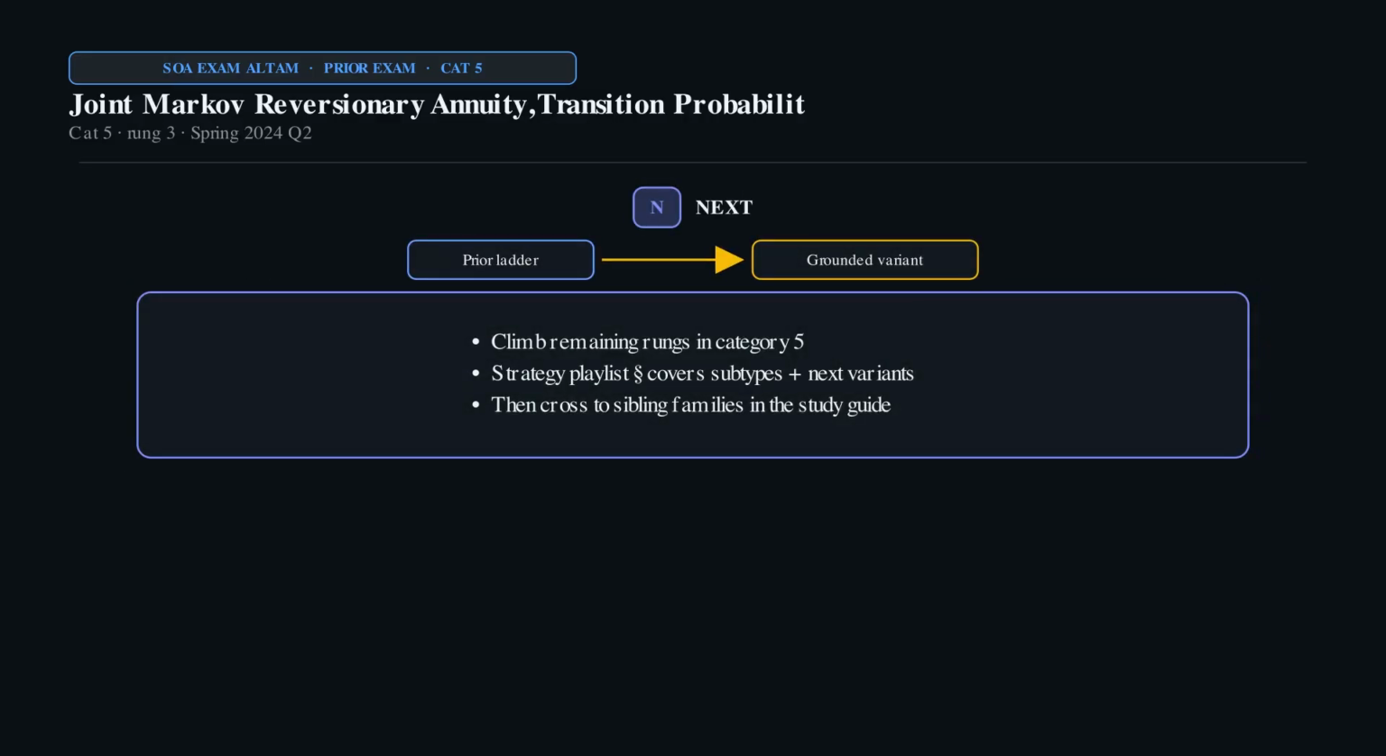After this sitting, climb higher rungs in Category 5 before switching families. Watch the matching strategy video for subtypes and grounded next variants.